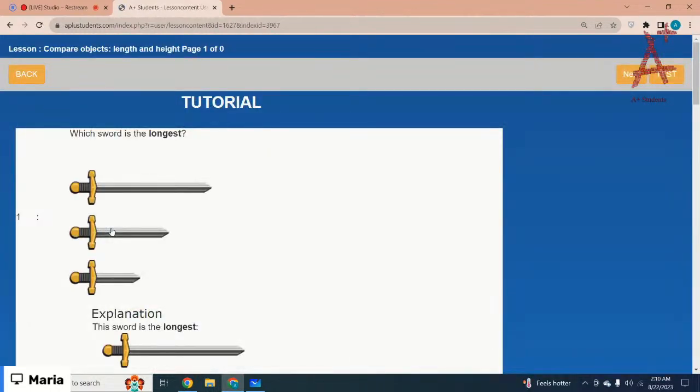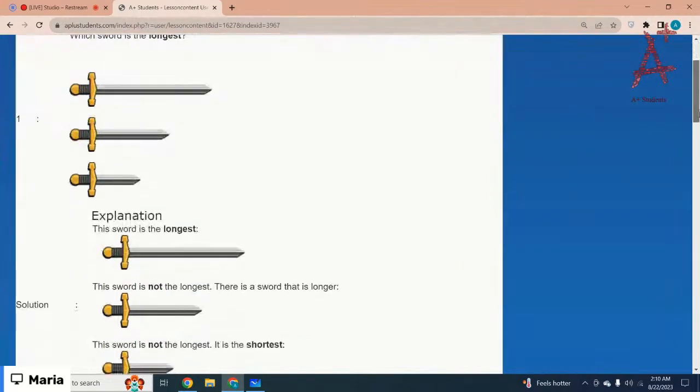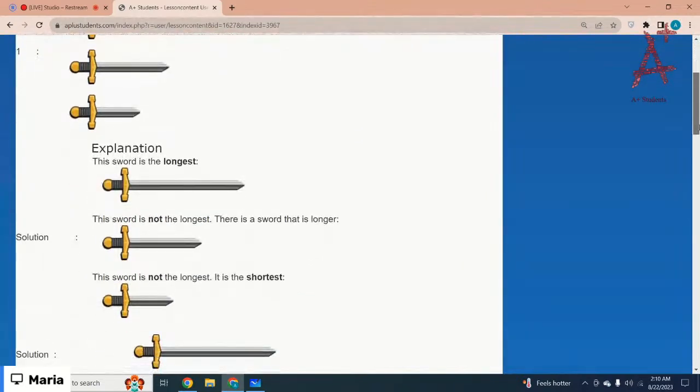Okay, which sword is the longest? You are given three swords. You have to see which one is the longest. So how do you see? You can just look at their lengths, right? This would be the smallest one, then this would be the middle one, and this one has the longest length. So the first one is the correct option.